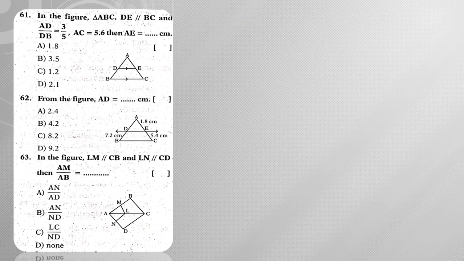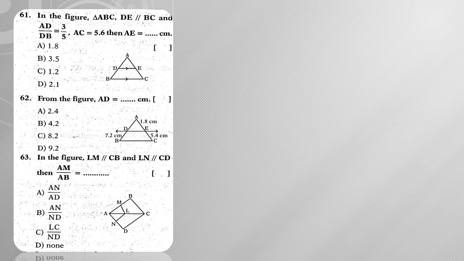Okay, next moving on to question number 61. In the figure, triangle ABC, DE is parallel to BC and AD by DB is equal to 3 by 5, AC is equal to 5.6. Then what is the value of AE? Now if you observe this figure, these two sides are parallel, right? So when two sides are parallel, we can apply basic proportionality theorem.